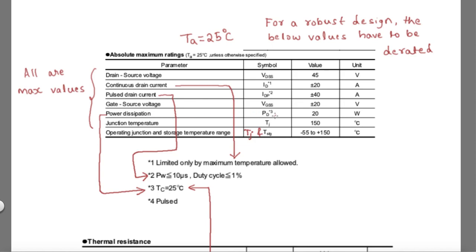Power dissipation PD 20 watt at case temperature of 25 degrees Celsius. Junction temperature 150 degrees Celsius. Operating junction and storage temperature minus 55 to plus 150 degrees Celsius.